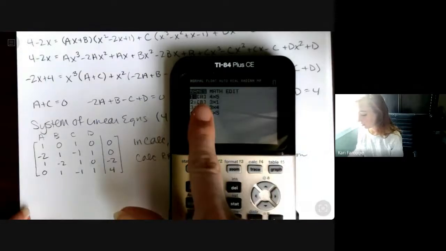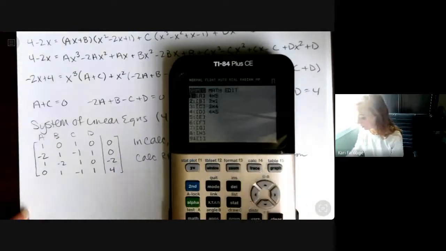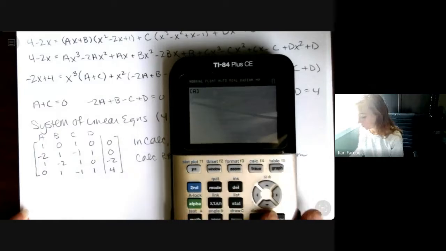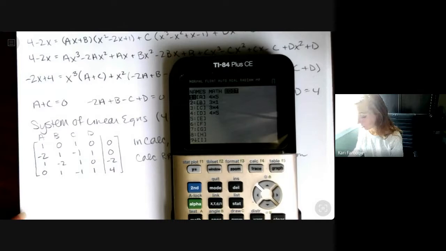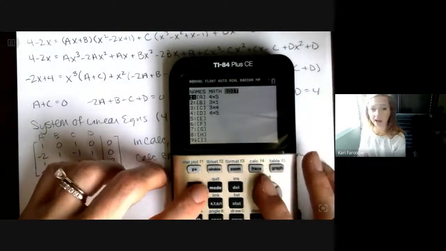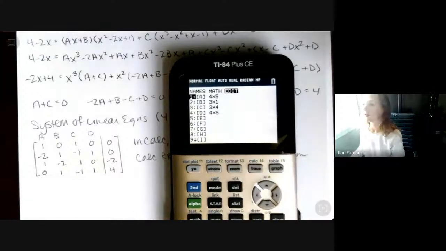When you're in here, it'll go under names. If you just hit enter, it's going to take you back to your home screen, and you're going to be like, oh, didn't mean to do that. And then you're going to go back to your matrix menu again. I do that all the time. But okay, so go over to edit. There we go.